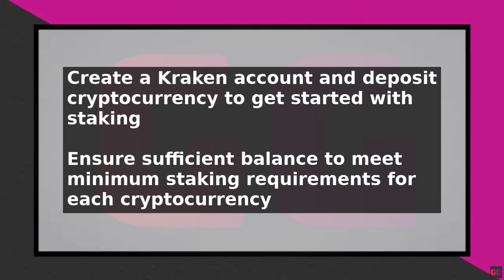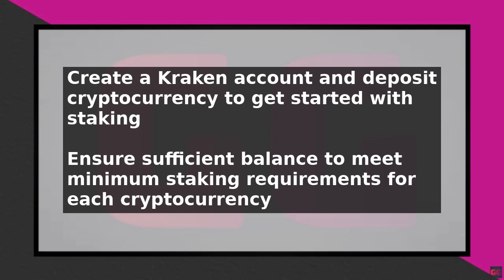Next, navigate to the staking section on the Kraken platform. This is usually found under the Finance or Earn section. Select the cryptocurrency you want to stake, such as Ethereum or Tezos, and click on the Stake button. You will then be prompted to review and agree to the terms and conditions of staking on Kraken.